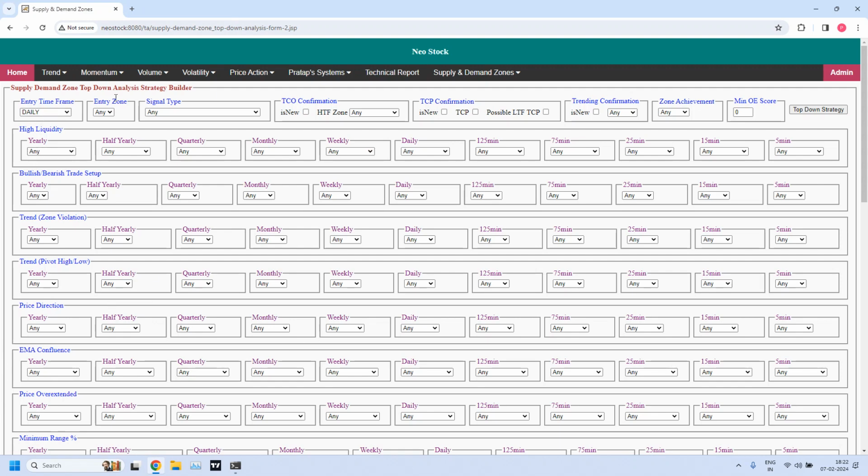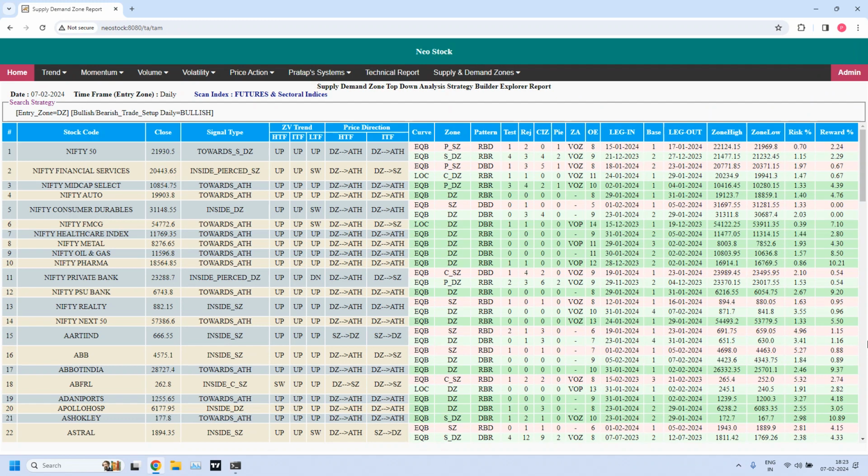In supply demand zone top down analysis strategy builder, let us generate a bullish trade setup for a monthly income trade. In bullish trade setup for monthly income trade, the LTF time frame is daily and the entry zone should be demand zone. And you have to select the parameter bullish or bearish trade setup. In this parameter and daily time frame, you need to select bullish and generate the report. You got all the stocks that are supporting a bullish trade setup.